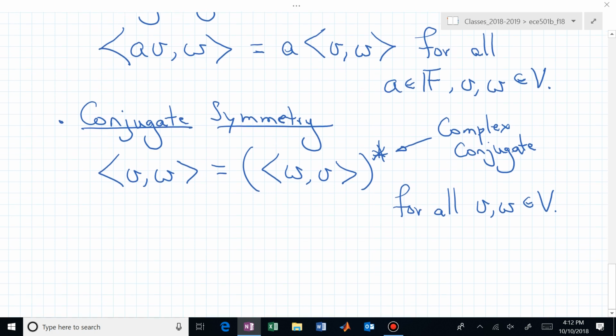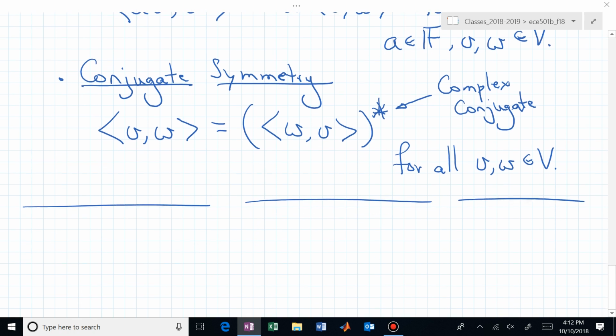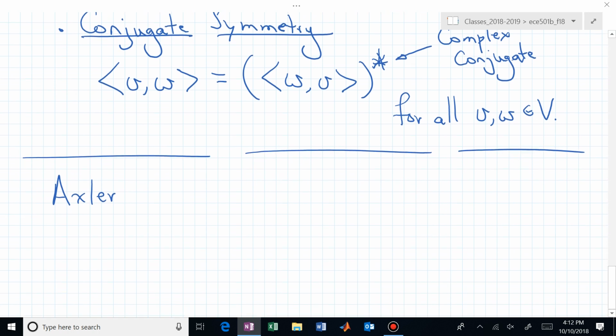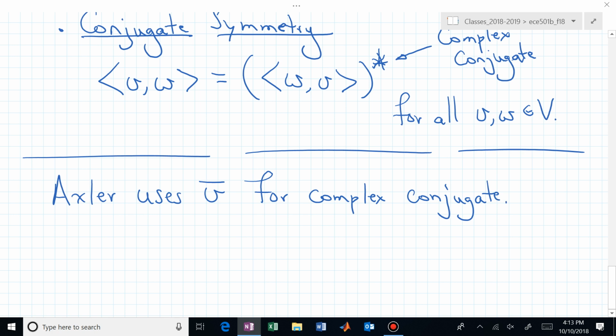That star, which is ugly but you'll get used to it, is different than what the textbook uses. The textbook actually uses the bar, but I might get too sloppy and forget the bar. Just to let you know, this star to indicate the complex conjugate, which I hope I maintain in these notes, might be different than what Axler uses. Axler might say V bar is the complex conjugate of the vector V.